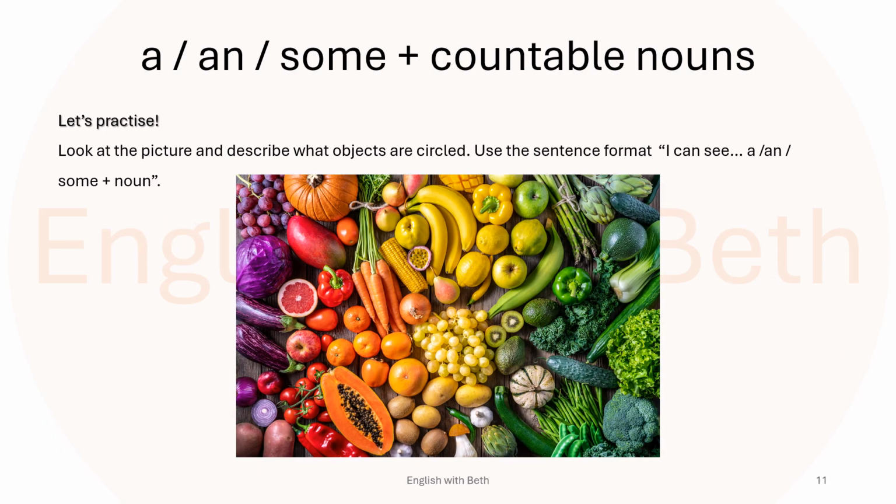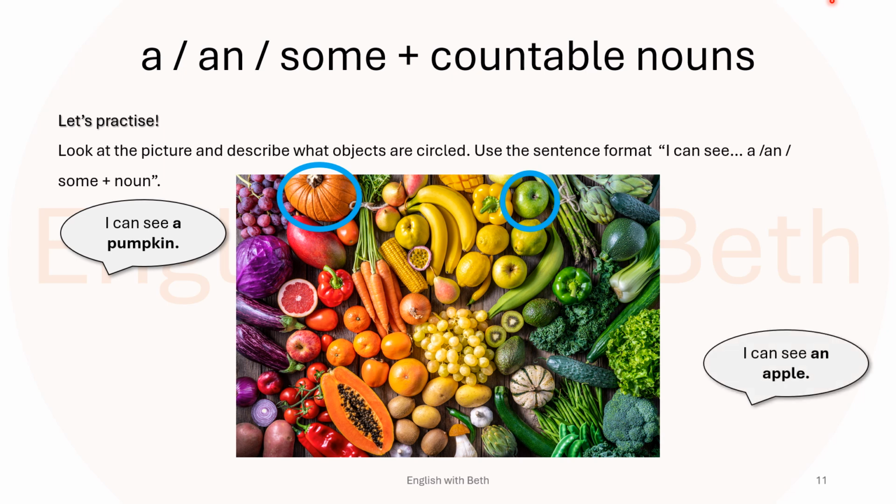Let's do that again with these colourful fruits and vegetables. What is circled here? Well done. I can see a pumpkin. What is circled here? Exactly. I can see an apple. And here? Well done. I can see a pepper.